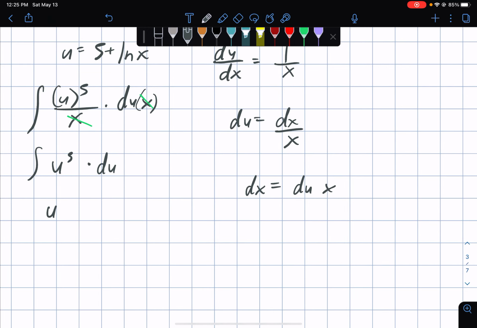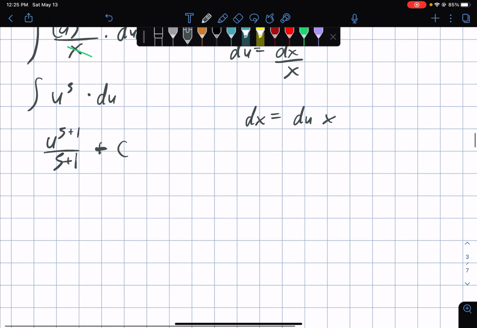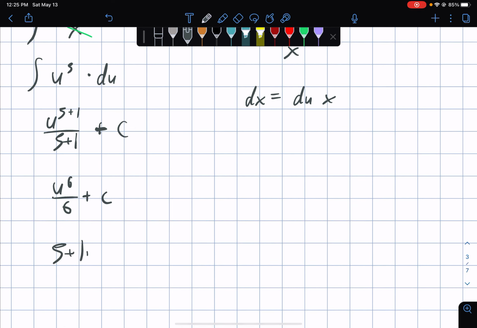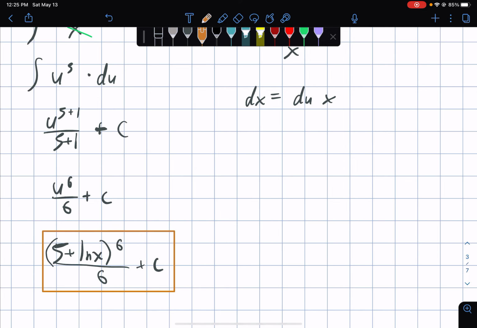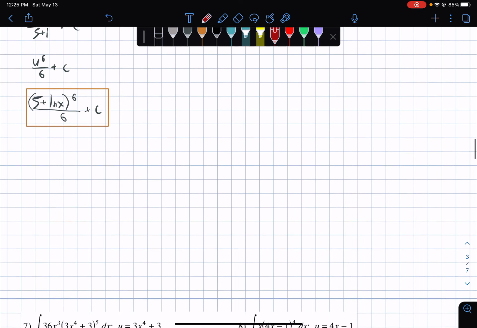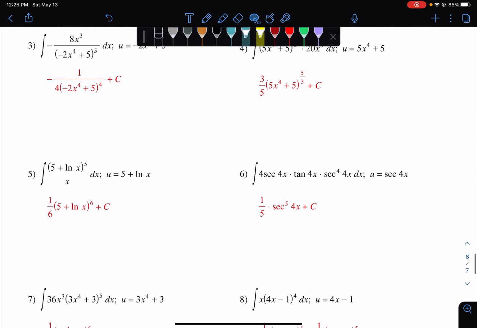Power rule, u raised to 5 plus 1 over 5 plus 1 times du becomes plus c. u raised to 6 over 6 plus c. What is u? That is 5 plus ln x raised to 6 over 6 and then plus c. I bet this is the answer. Let's see what the answer key has for us.